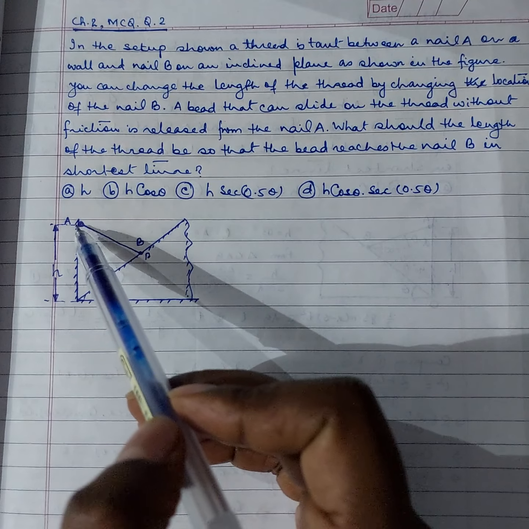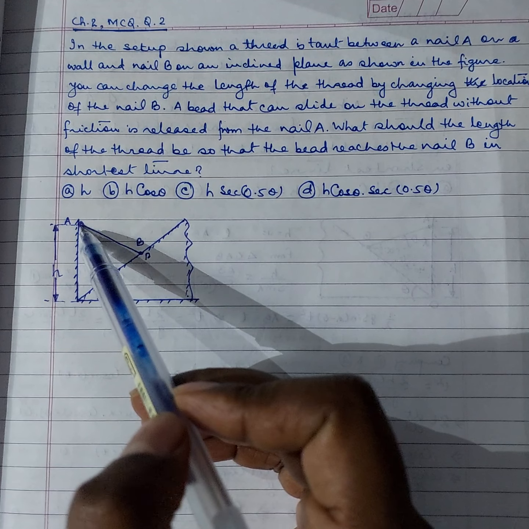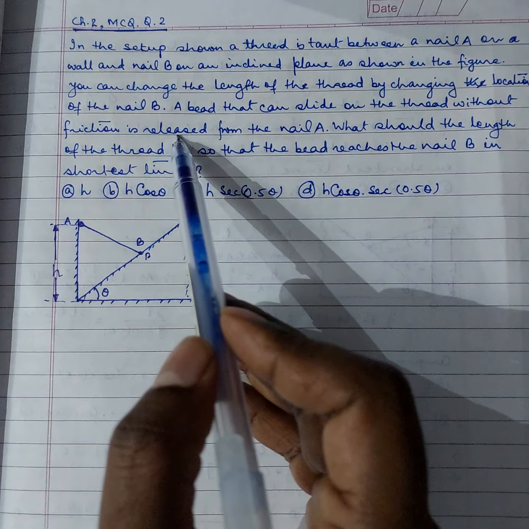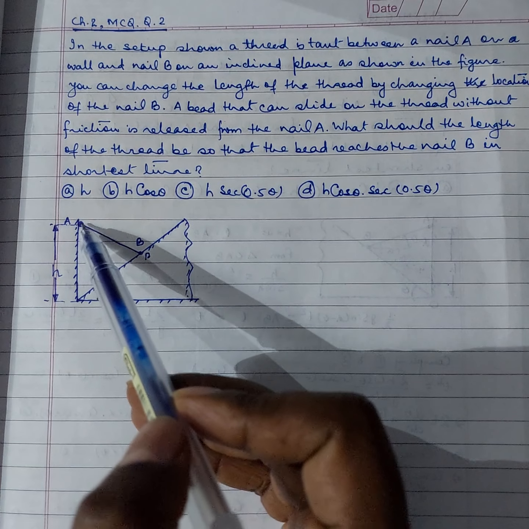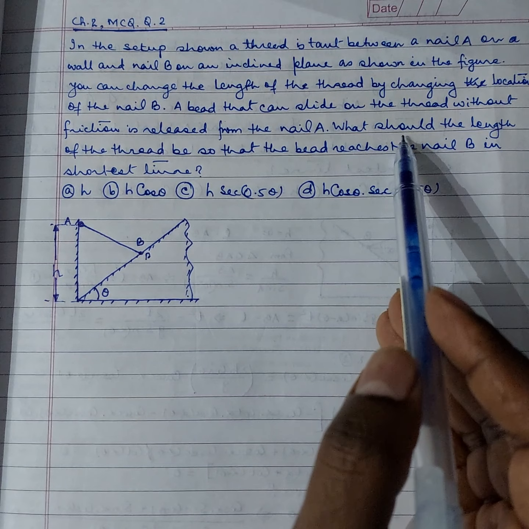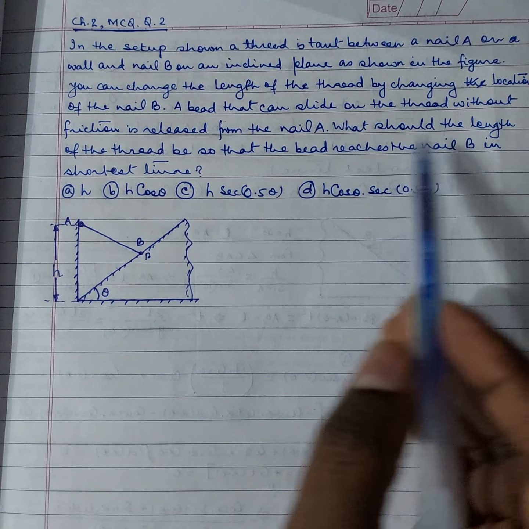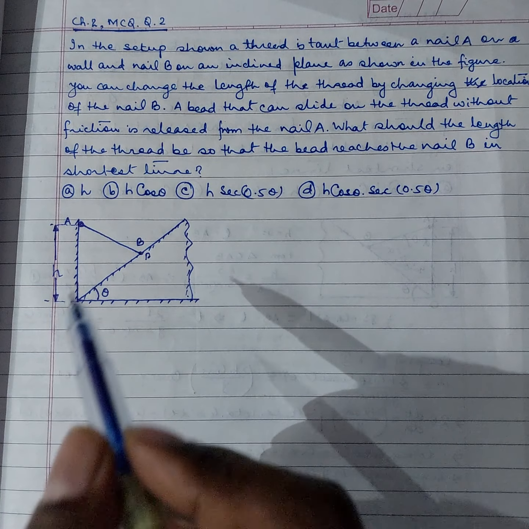A bead that can slide on the thread without friction is released from the nail A. What should the length of the thread be so that the bead reaches the nail B in shortest time?